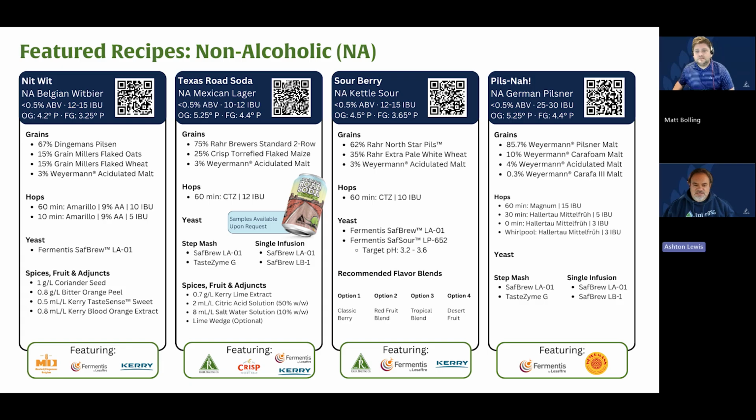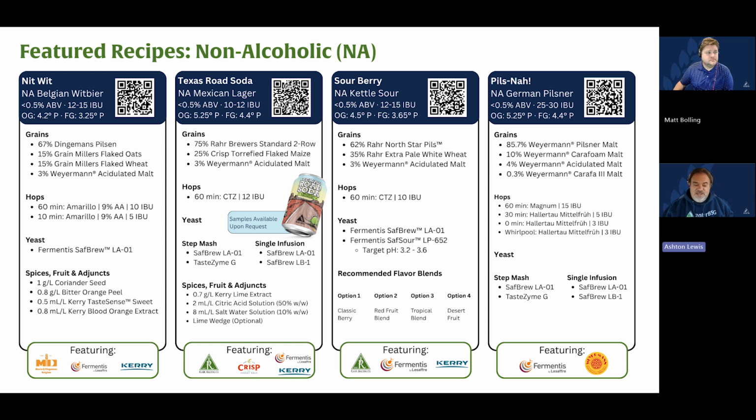to have some ferulic acid for this particular yeast strain to convert the ferulic acid into 4-vinyl guaiacol, that clovey character. I mean, you'll notice that the original gravity of this is actually quite low. It's 4.2 Plato to allow for that bit of alcohol production, not to push us over the 0.5.